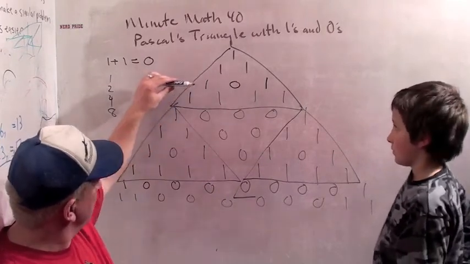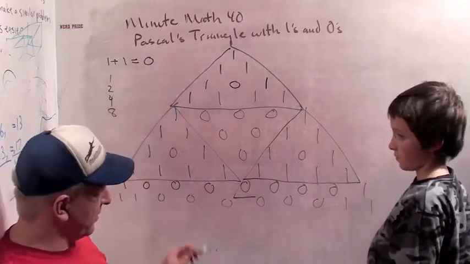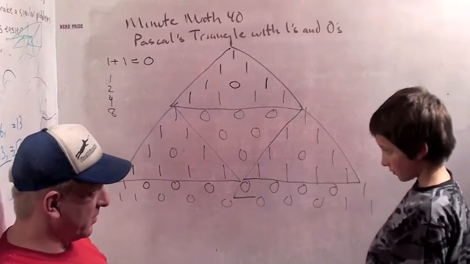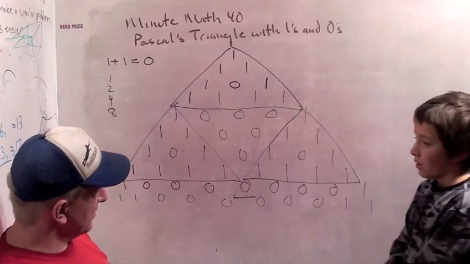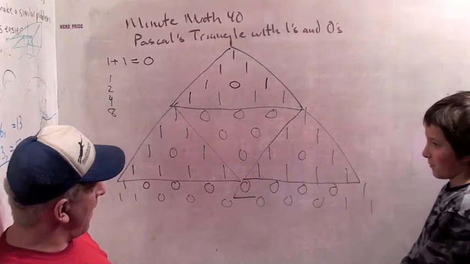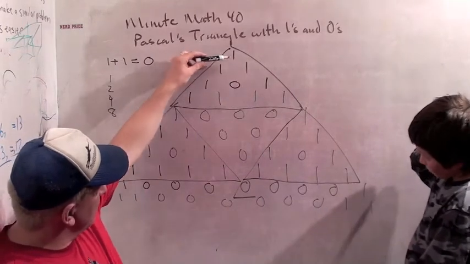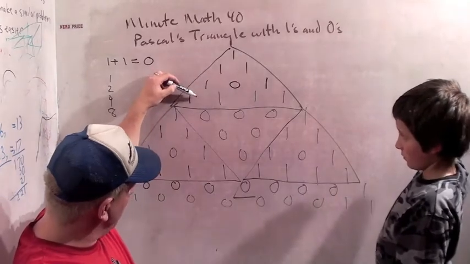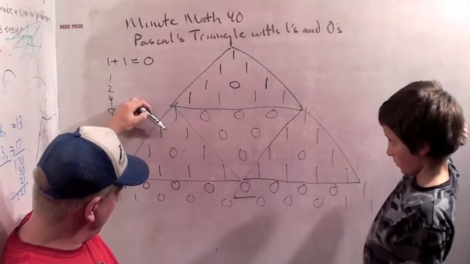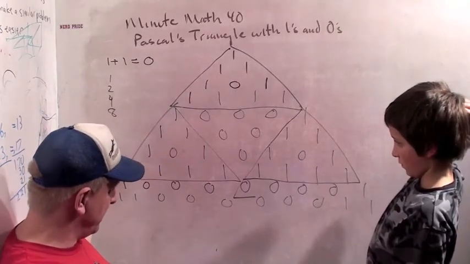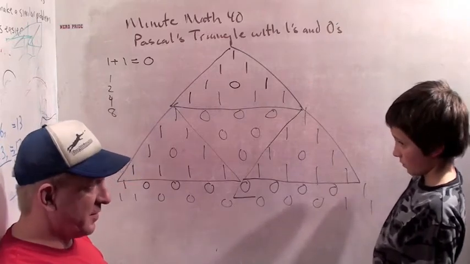The 1, 2, 4, 8 row, and then 16 would be the next row that has all 1s, then 32, then 64, then 128, then 256. Let's count the number of 1s in each row. So we get 1, 2, 2, 4, 2, 4, 4, 8, 2, 4. You notice anything about those numbers?